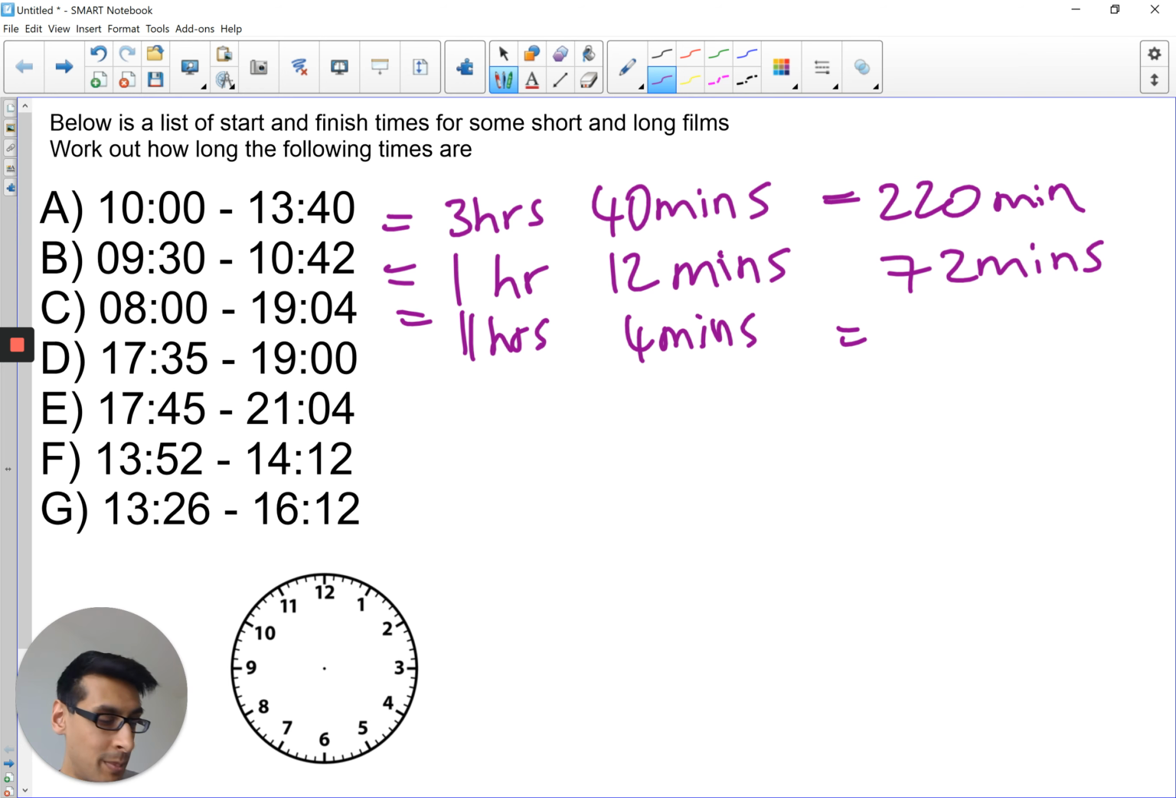Now, in terms of how many minutes that is, you're going to do 11 times 60 plus 4. That's a very, very long film. That is 664 minutes.